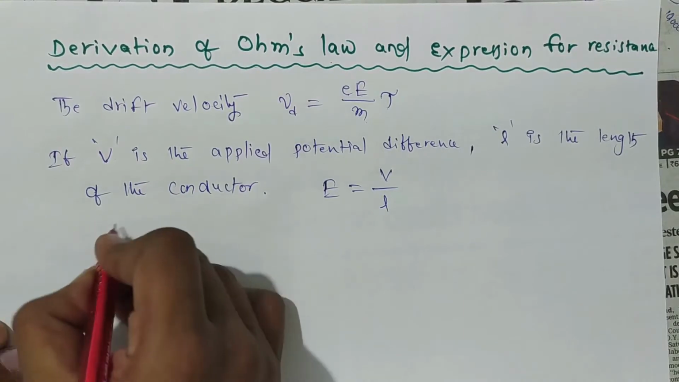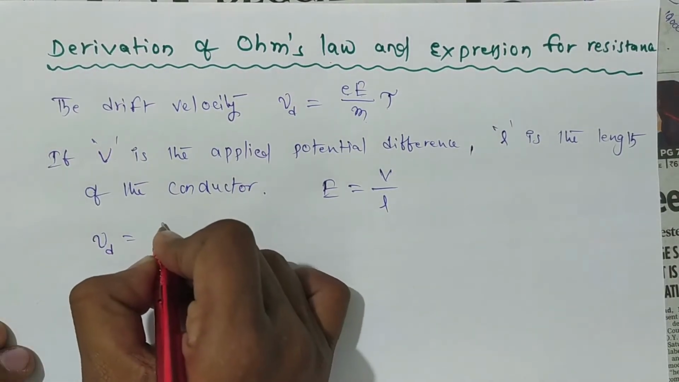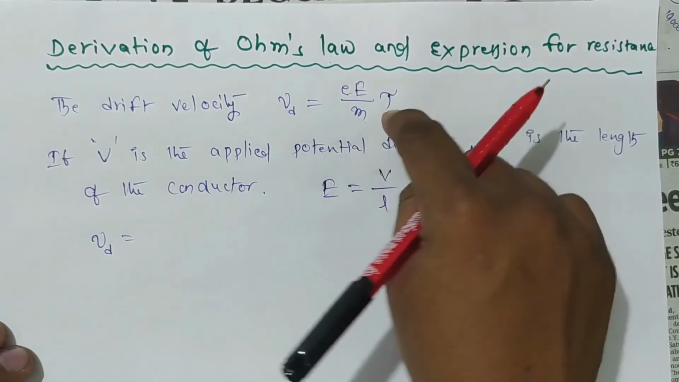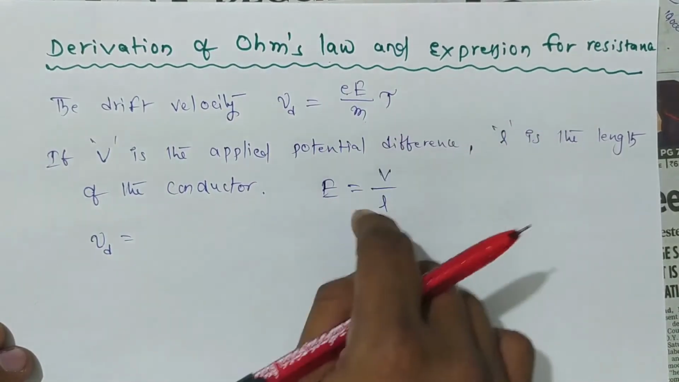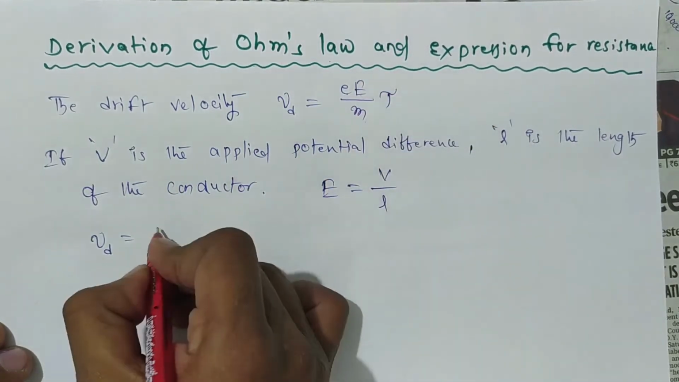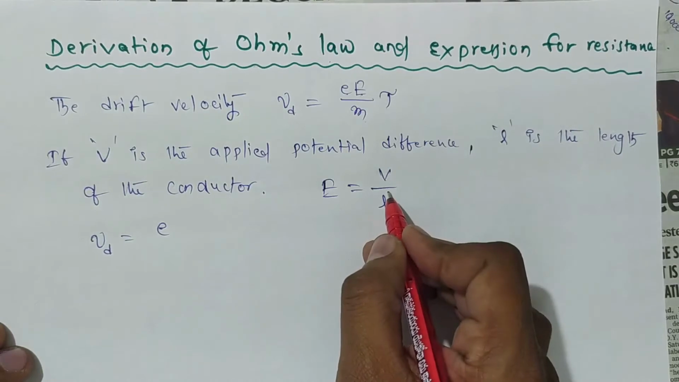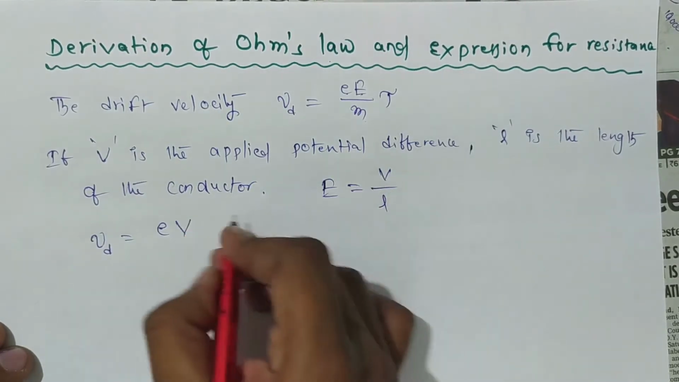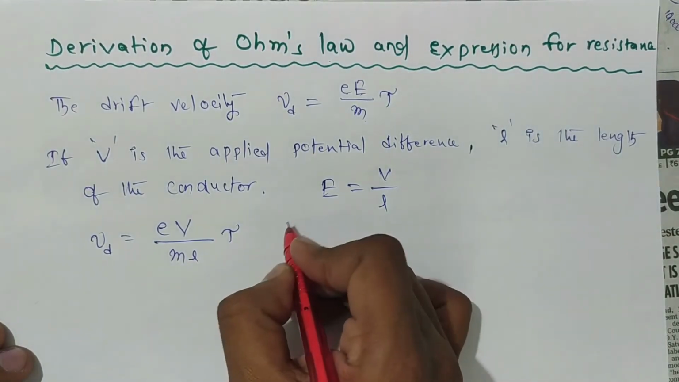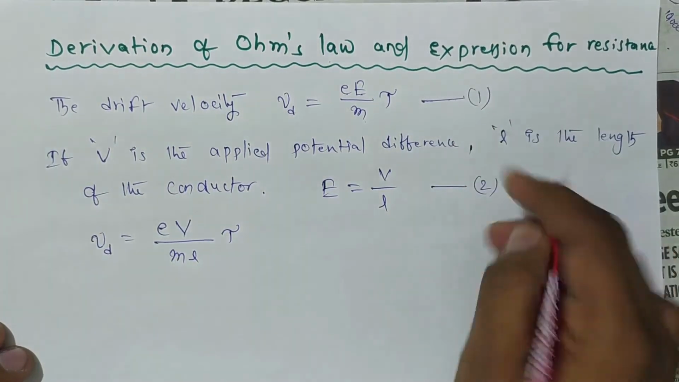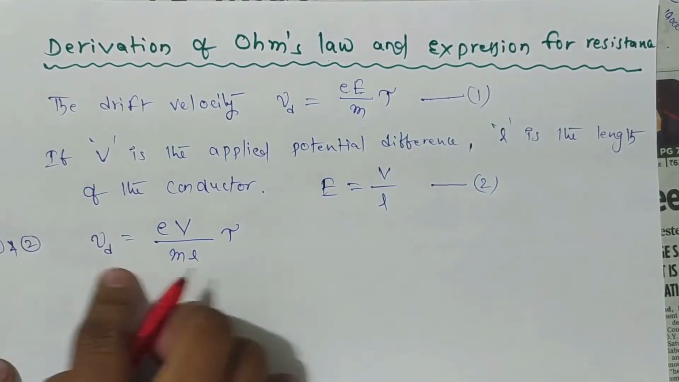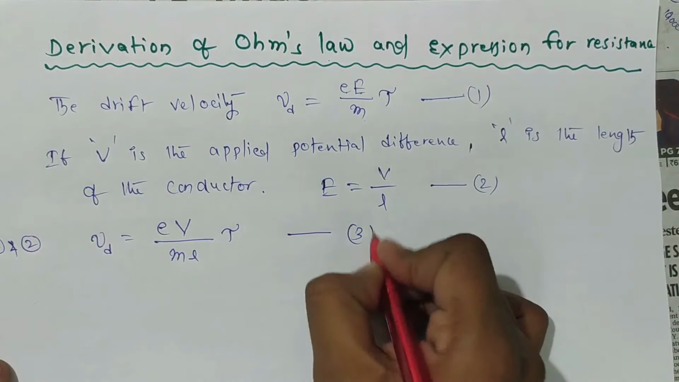Now we know the drift velocity Vd is equal to e into capital E by m into tau. Using these two, in place of capital E I am substituting V by L, that is e V by m L into tau. Let us consider the first as equation 1 and this as equation 2. From equations 1 and 2, I am writing this expression for drift velocity as equation 3.